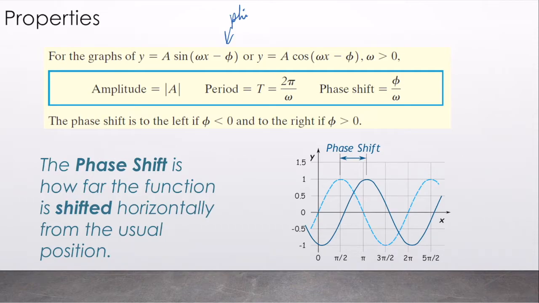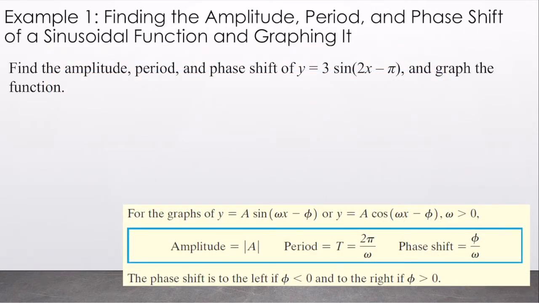The phase shift is how far the function is shifted from its usual position. So here we've got a phase shift of pi over 2. It's shifted pi over 2 from its normal position. So first, let's find the amplitude, period, and phase shift of a sinusoidal function, and then we're going to graph it.